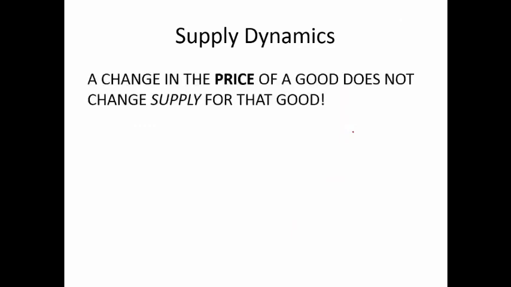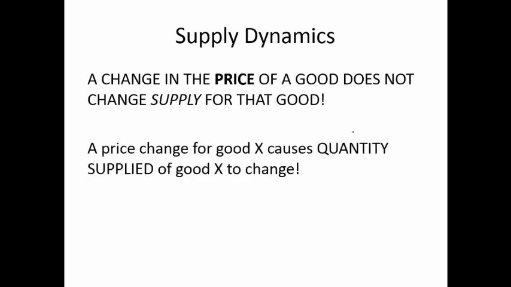Now the supply dynamics are going to be exactly parallel to demand dynamics. The change in the price of a good does not change supply. When the price changes, the quantity supplied changes. In order for this whole supply curve to change, for that whole supply curve to move, we have to have a change in an underlying determinant of supply. So what are those determinants? Technology is a big one.